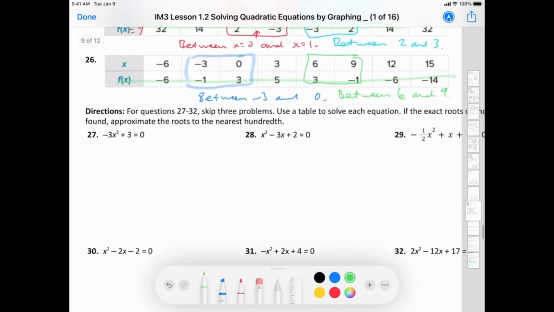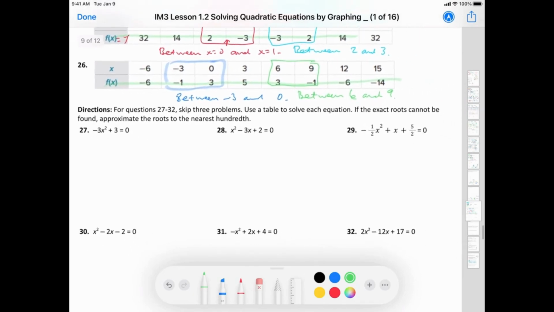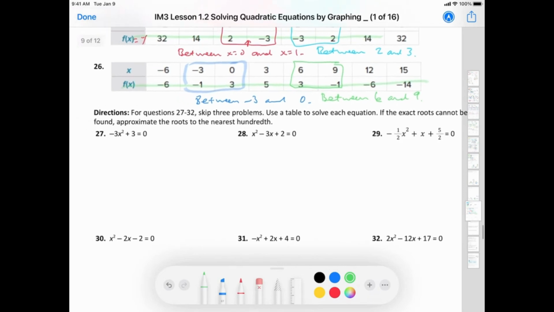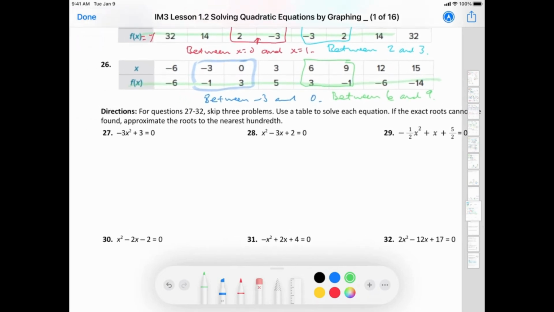Okay? Directions for question number 27 to 32. Skip 3 problems. Use the table to solve each equation. If the exact roots cannot be found, approximate the roots to the nearest hundredth.